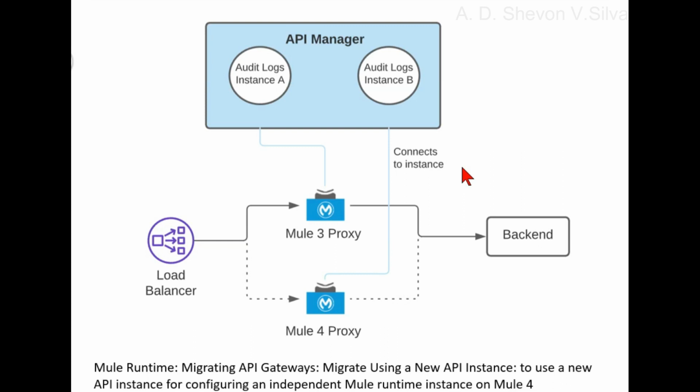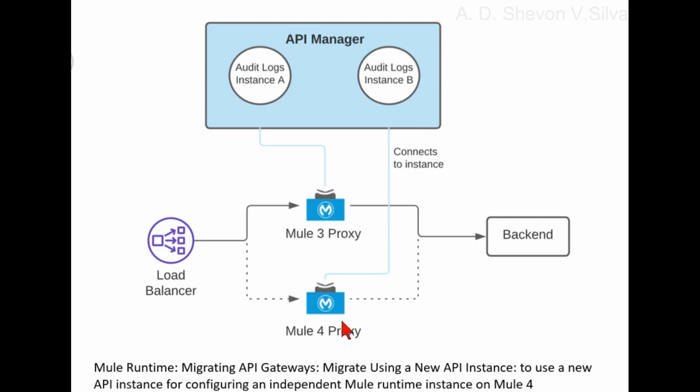To migrate your Mule 3 API to Mule 4 using a new API instance, from the API administration page in API Manager, select API, then create new API. Use an instance label to identify this new API instance. On the endpoint configuration window, select Mule 4 in Mule version and save.